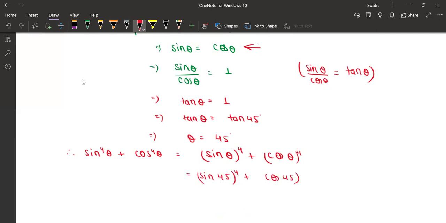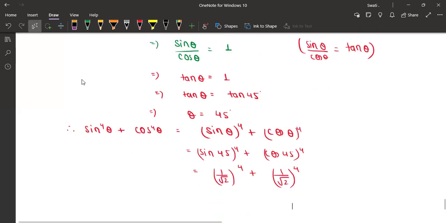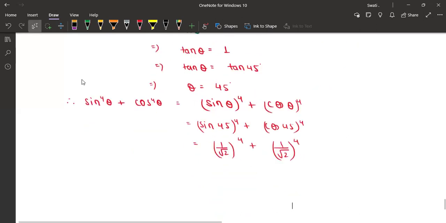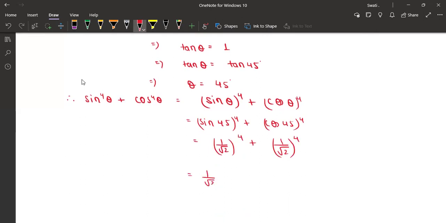You already know the value of sine 45 and cos 45. It is 1 upon root 2. So it is 1 upon root 2 raised to 4 plus again 1 upon root 2 raised to 4. Now, what is the meaning of 1 upon root 2 raised to 4? It simply means that 1 upon root 2 is getting multiplied 4 times. So you can write it like this, and then plus again 1 upon root 2 is getting multiplied 4 times.